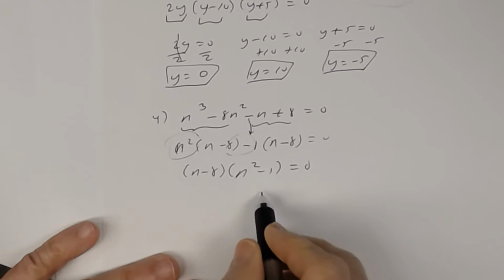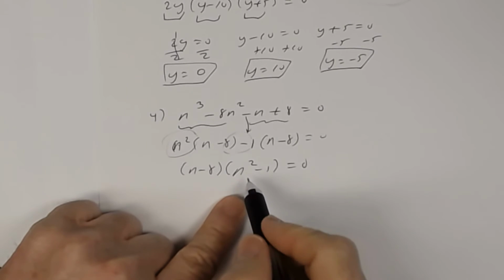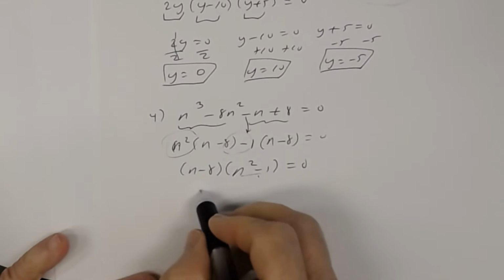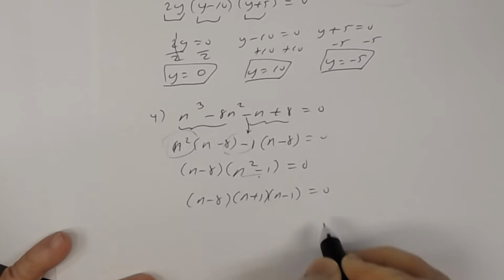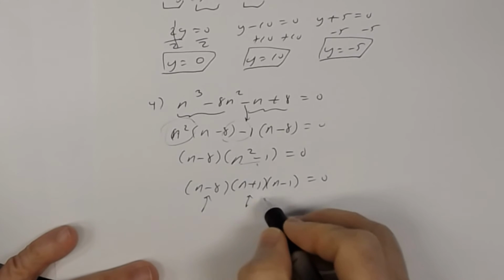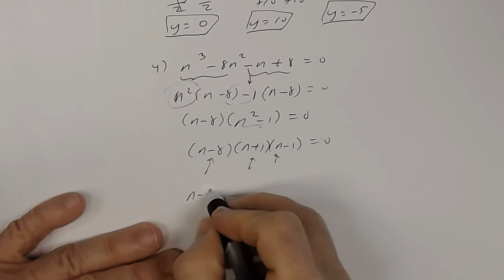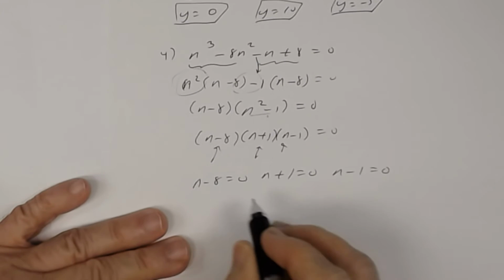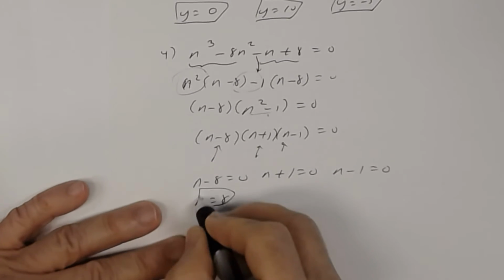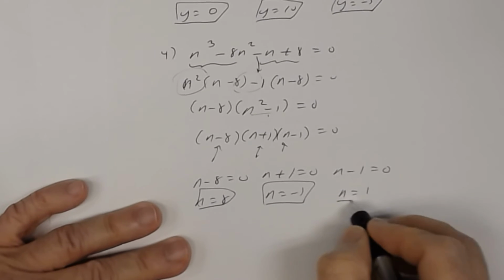Now, just like the others, you need to make sure you can factor further. I can factor this further because that's the difference of 2 squares. So I get n minus 8 times n plus 1 times n minus 1 equals 0. Now I have 3 factors whose product is 0, so one of those has to be 0. So you set each one of those equal to 0, and you get n to be 8, n to be negative 1, and over here, when you add 1 to both sides, you get n to be positive 1.